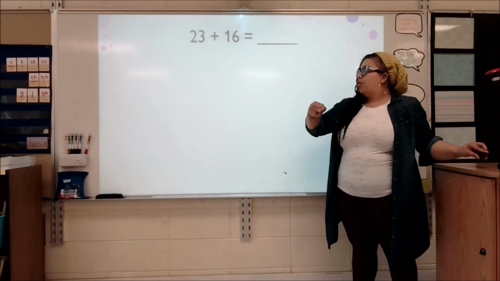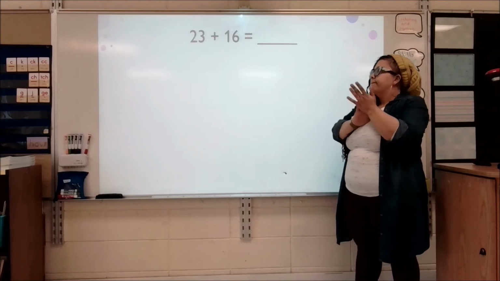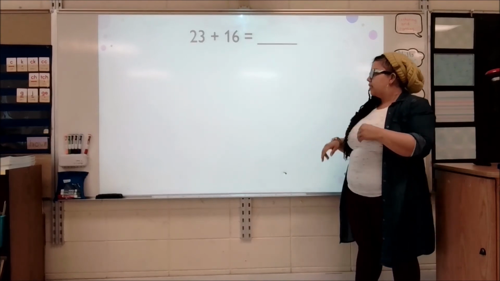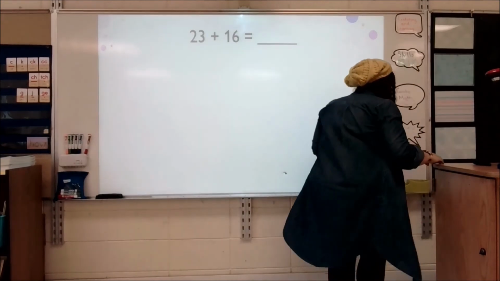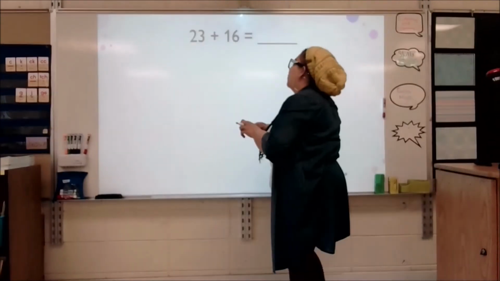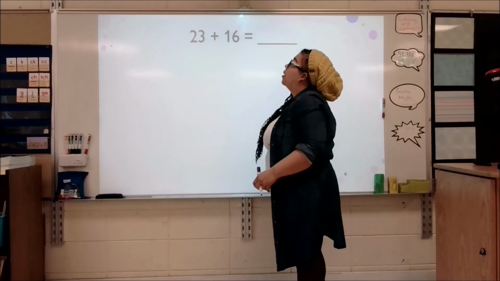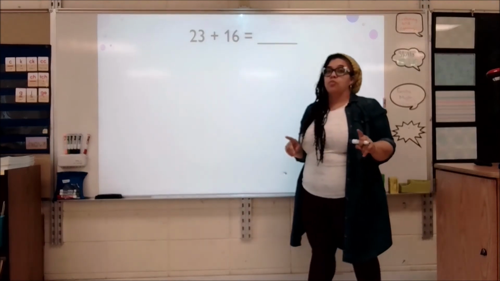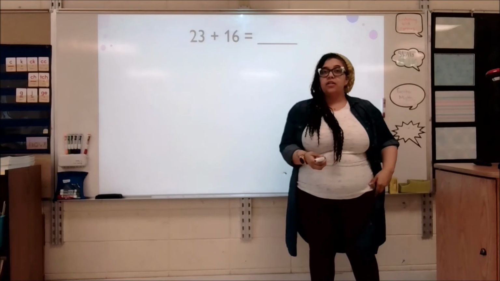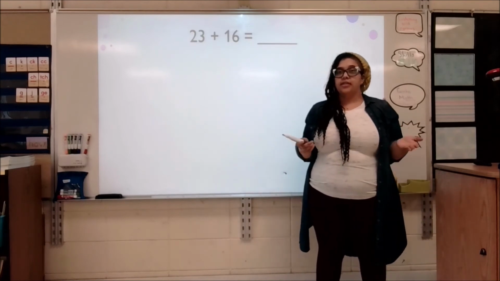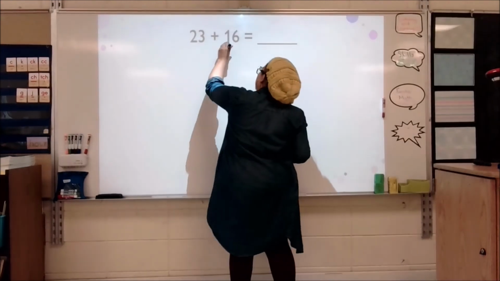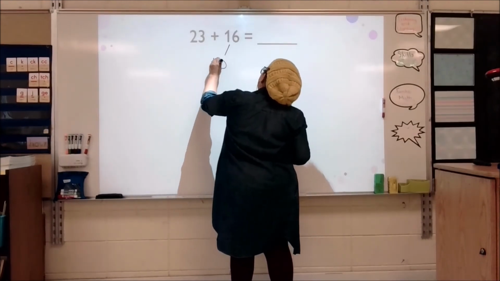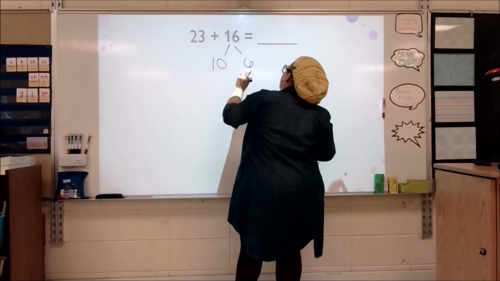Alright, let's add one more. So the last time we moved the ones. This time let's move the tens. Okay, this time we're going to move the tens, which means we need to break apart one of these numbers into smaller pieces. Which number do I need to break into smaller pieces? 23 or 16? 16, correct. Becomes one group of 10 and 6 ones.